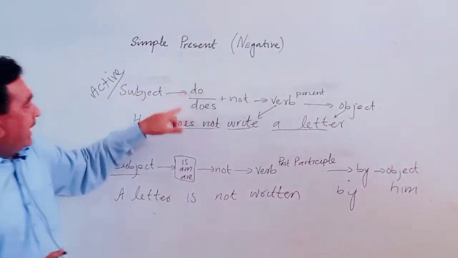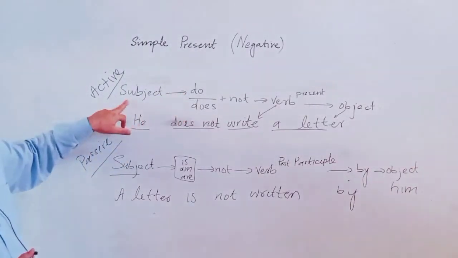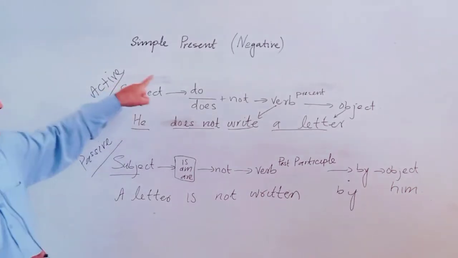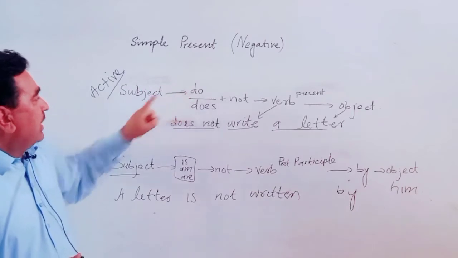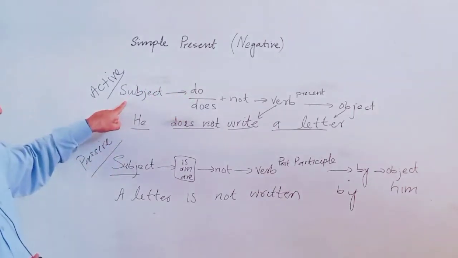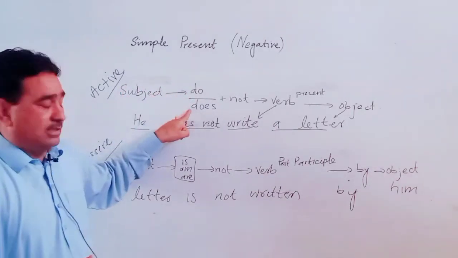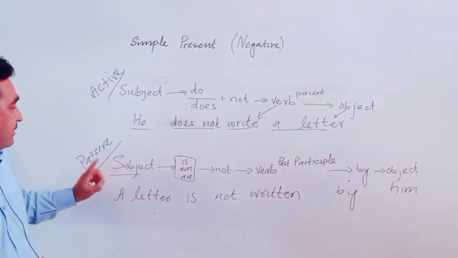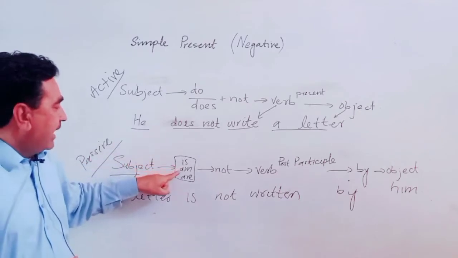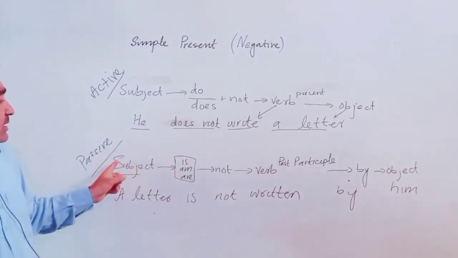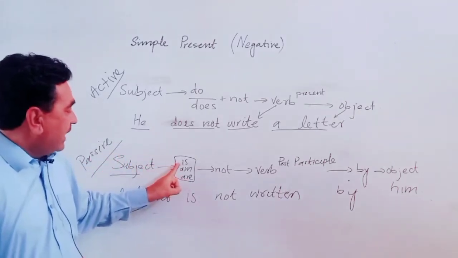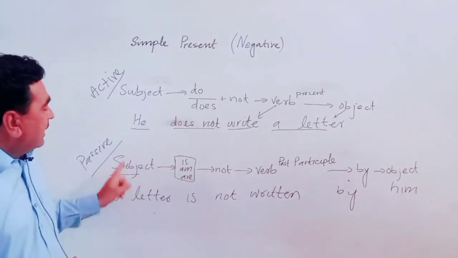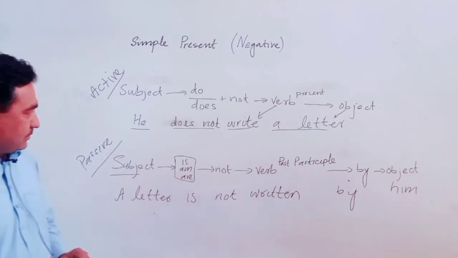Remember, this do and does depend on the subject. If the subject is I, we, you, they, or plural noun, it will be followed by do. If the subject is he, she, it, or singular noun, it will be followed by does. Similarly, this is, am, are depend on the subject. If the subject is I, it will be followed by am. If the subject is he, she, it, or singular noun, it will be followed by is. If the subject is we, you, they, or plural noun, it will be followed by are.